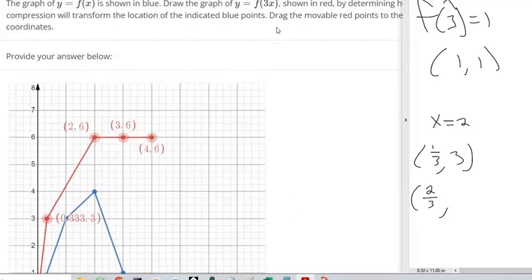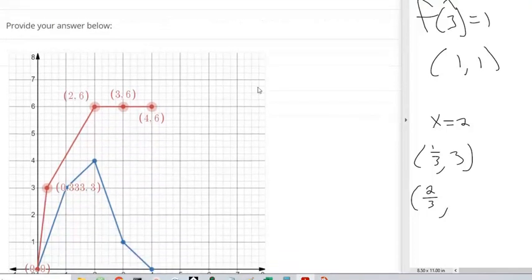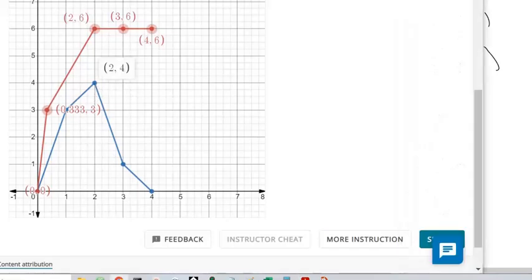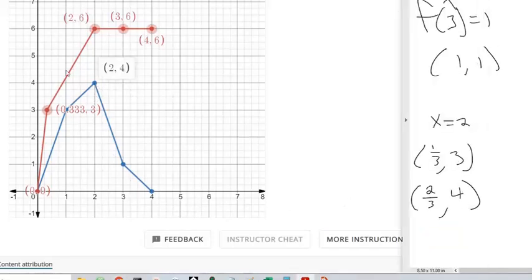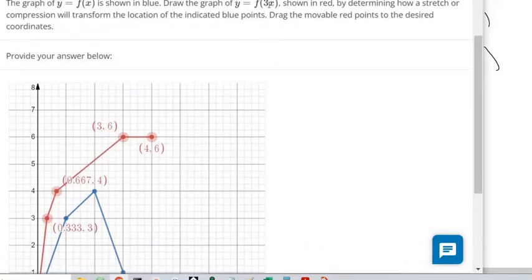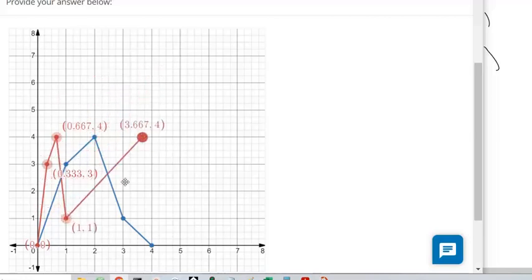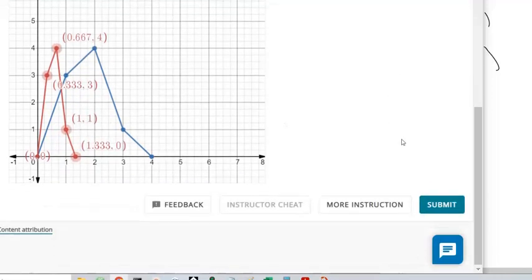So look, if you plug 2/3 in here into the transformation, 3 times 2/3 is 2. And f of 2 has a y value of 4. So 2/3 comma 4 should be another dot. And if you keep going in that pattern, if you plug in 1, 3 times 1 is 3, and f of 3 gives us a y value of 1. So at x equals 1 on the transformation, the y value should be 1. And then this is going to be at 1/3. So it's been shrunk by 1/3 on the x-axis.